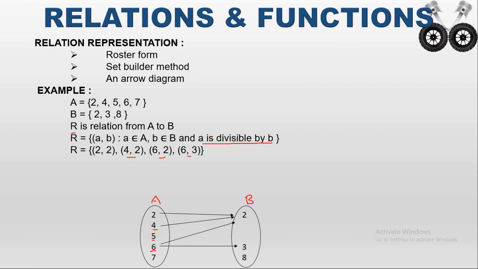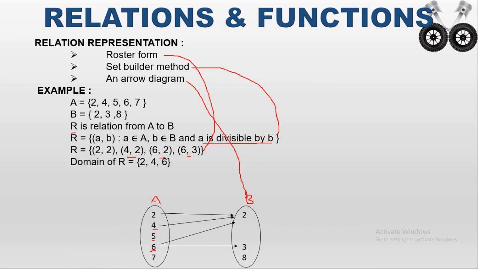So R = {(a, b) such that a belongs to A and b belongs to B and a is divisible by b}. Writing the relation in this method is called the set builder method, because we are building the set here. Next, (2, 2), (4, 2), (6, 2), (6, 3): writing the values for R like ordered pairs, this type of writing is called the roster form. Now we are drawing the diagram. This is called the arrow diagram.